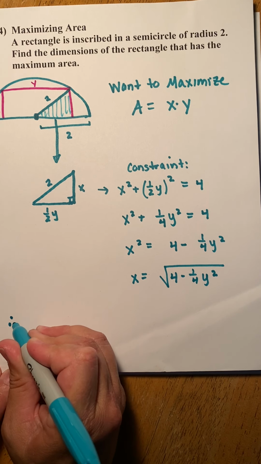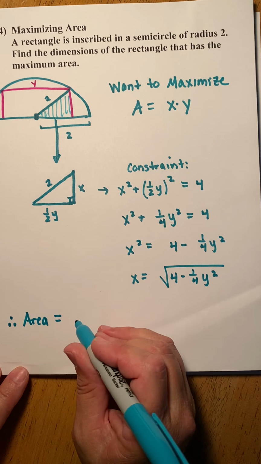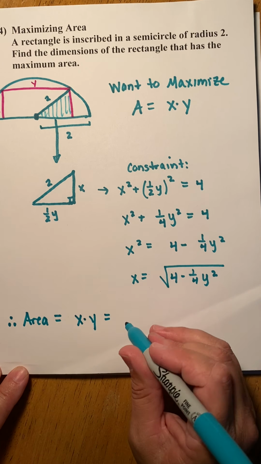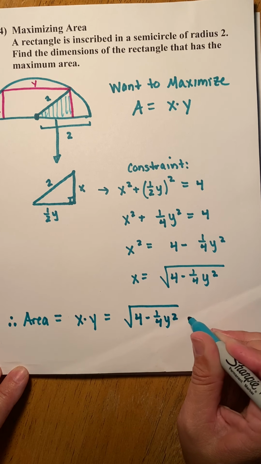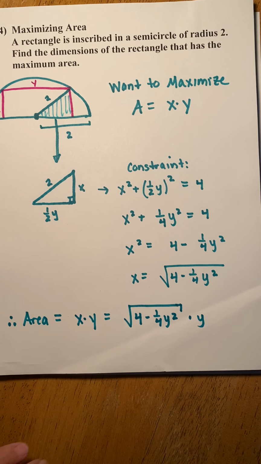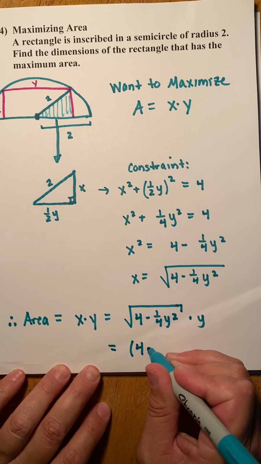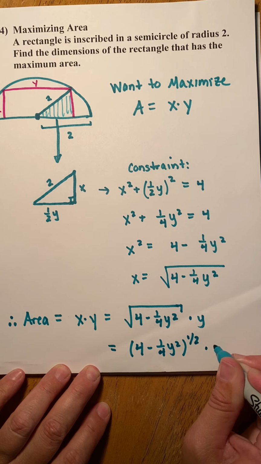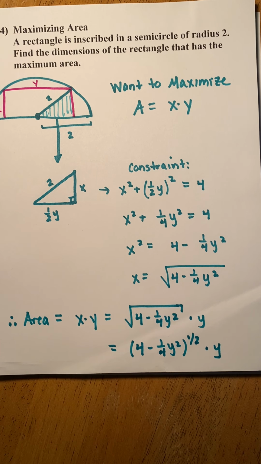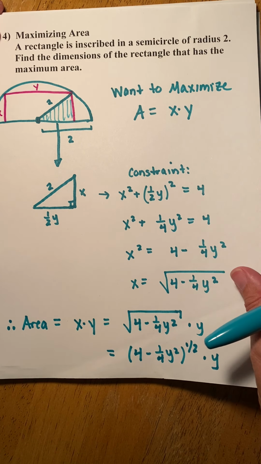So now the area is equal to x times y, which is equal to the square root of 4 minus 1/4 y squared, all times y. So that's the function we're going to maximize. I'm going to turn this into 4 minus 1/4 y squared to the 1/2 power times y, because when I'm doing derivatives, I like to turn radicals into powers. So this one is algebraically very tricky.